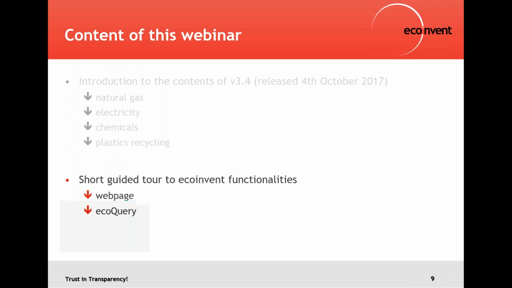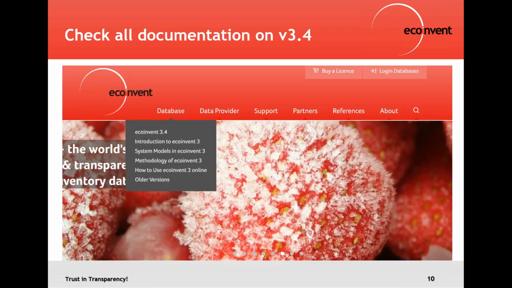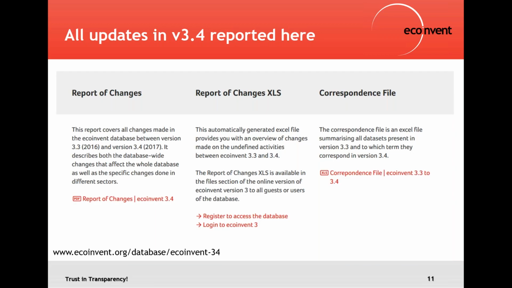Okay, so let's start this guided tour of our functionalities, and let's start with the web page. The first part of the web page I would like to draw your attention to is here on the database, where it refers to ecoinvent version 3.4, the latest released version of the database. If you dive in, you will arrive at a section called Report of Changes. Under this report of changes, you will find documentation concerning every single update, correction, or change we have made from version 3.3 to version 3.4.